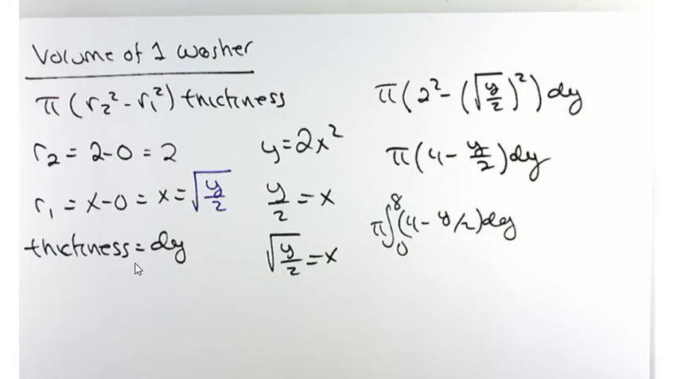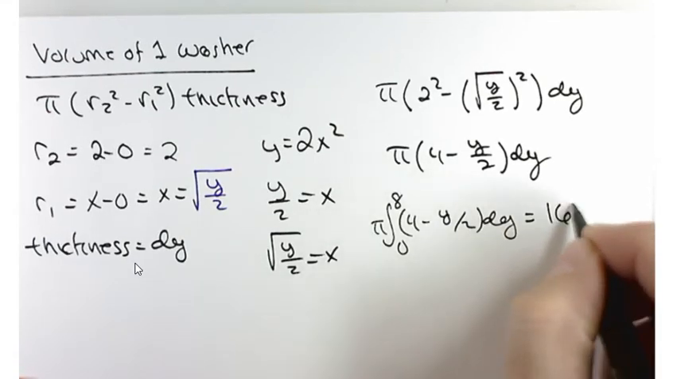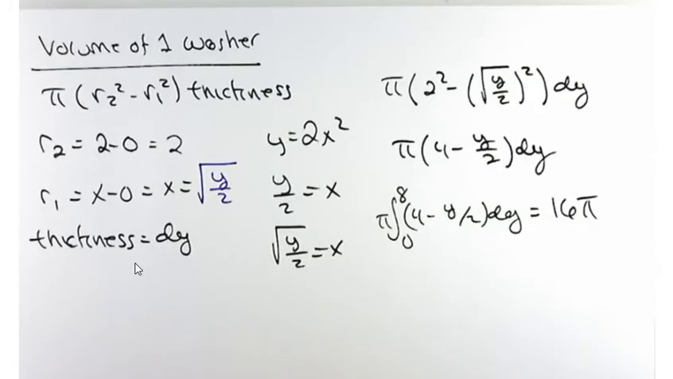Okay. It's up to you. Do we need to integrate that or happy ending? Happy ending. Yay. Good answer. 16 pi. All right. I'm hoping that one's not too bad.